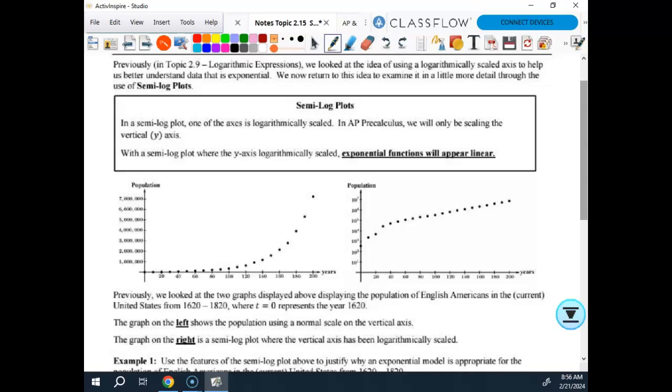So previously in 2.9, which was logarithmic expressions, we looked at the idea of using a logarithmically scaled axis to help us better understand data that is exponential. We now return to this idea to examine a little bit more detail through the use of semi-log plots.